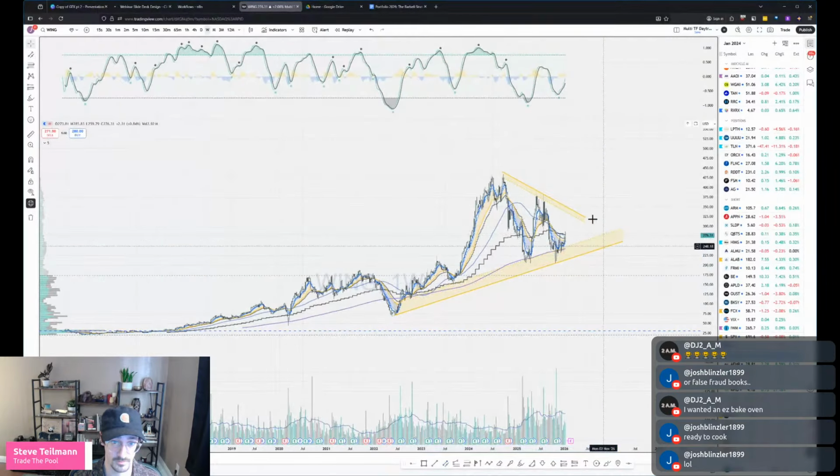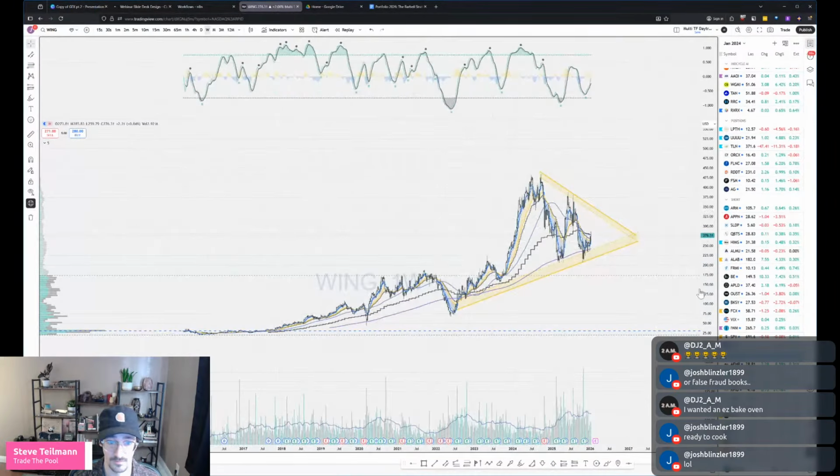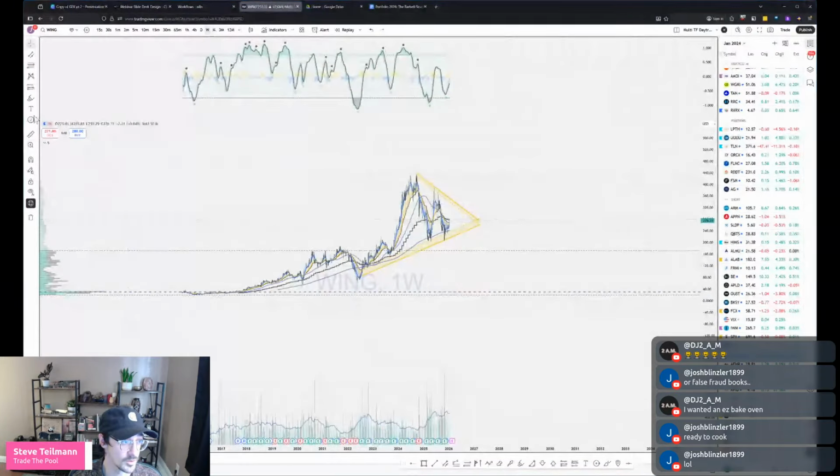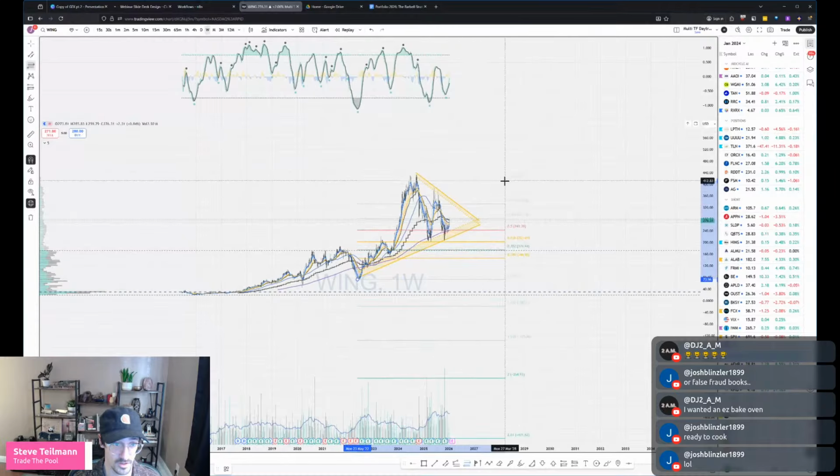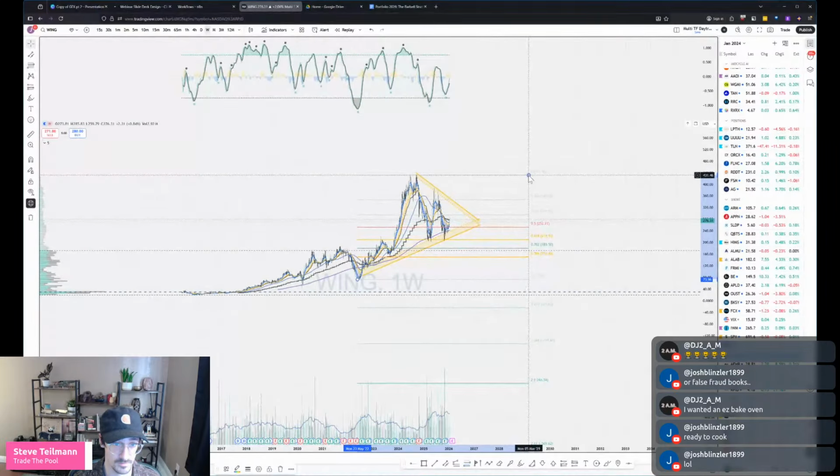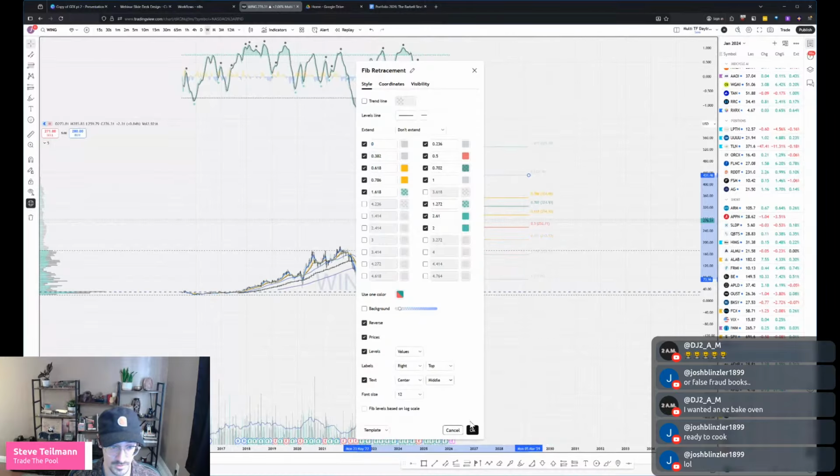There is support. We have a pennant. Good enough. What do we do next? We define our range and see where we are within it. It's the wrong way. Reverse. There we go.